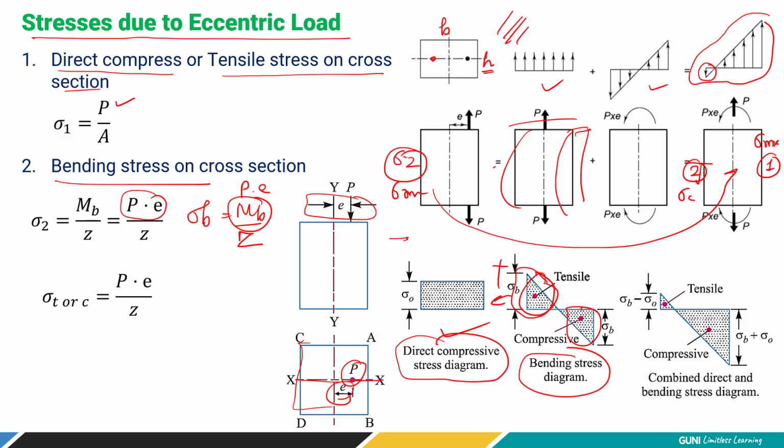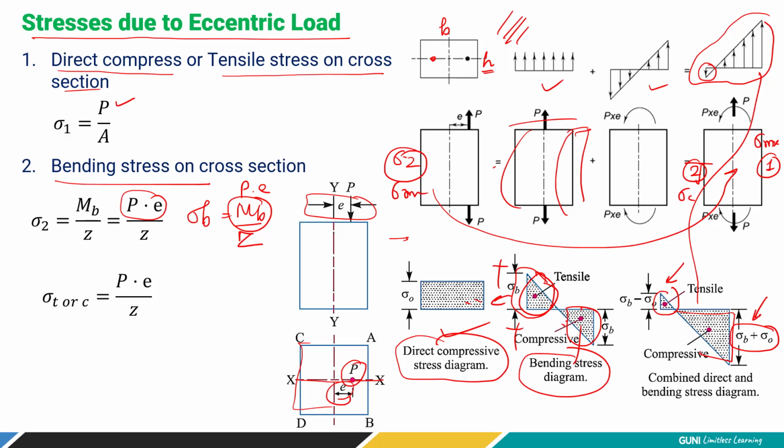This part gets subtracted, so the overall resultant part will be smaller. But these both are compressive in nature, they get added and they make a larger triangle like this one. So here this is the biggest value of stresses. We have to ignore the small value. We have to design the dimension. We have to find the dimension based on this maximum value.